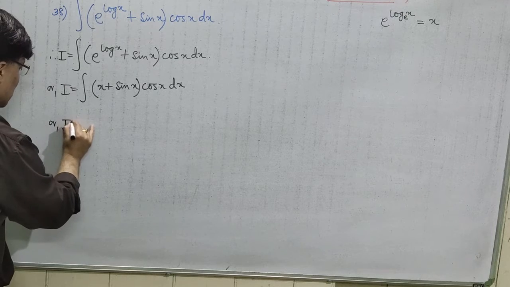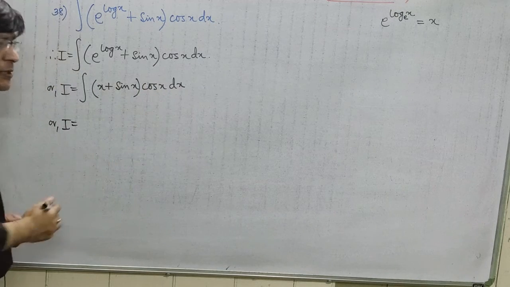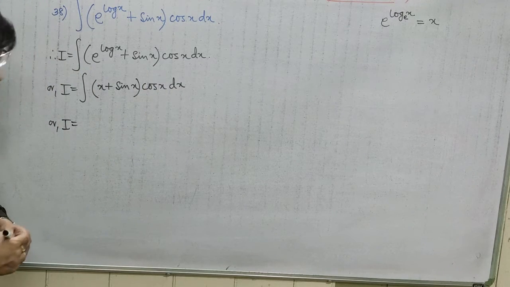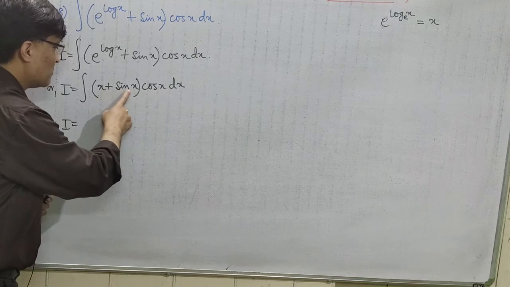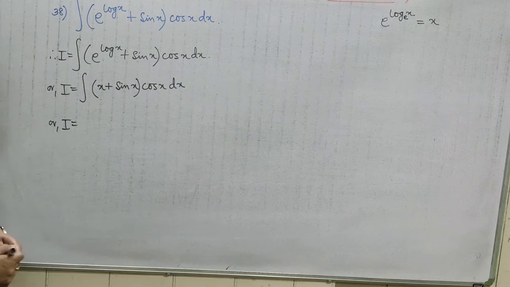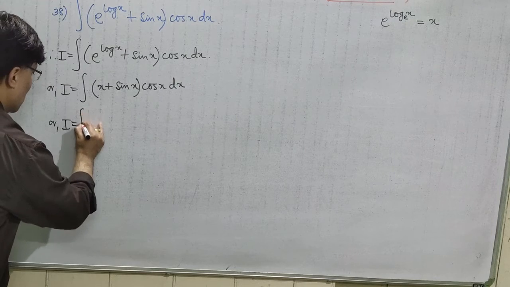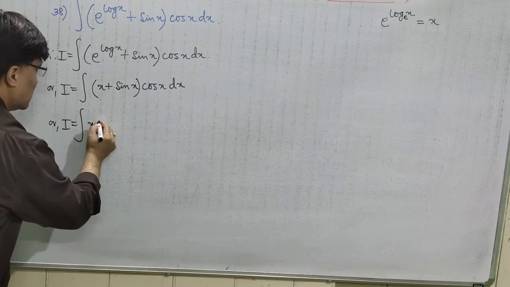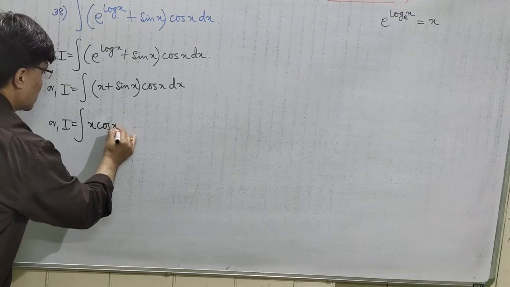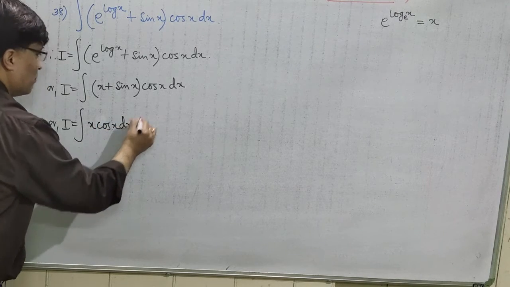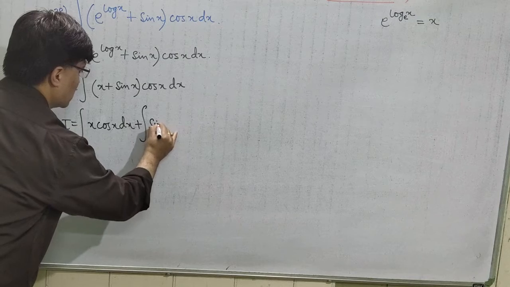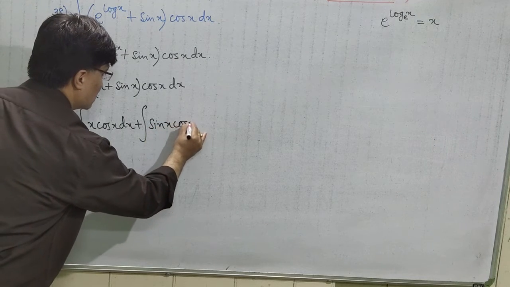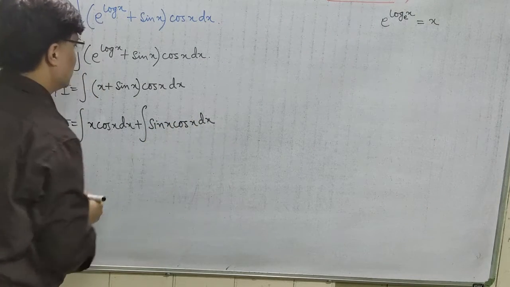Let us multiply it and separate the integral sign and dx also. Let us multiply cos x by x plus sin x and then separate the integral sign. So it is the integration of x cos x dx plus the integration of sin x cos x dx.